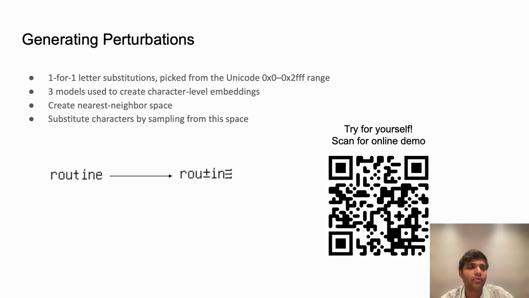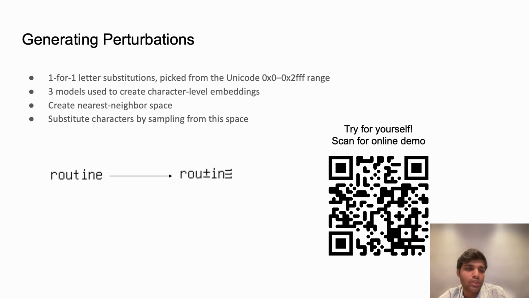So getting to the first step of this, how do we generate perturbations? We essentially do a one-for-one letter substitution, where given a word, the letters in that word can individually be replaced one for one by other letters in this Unicode range, which covers over 100 different scripts and languages. And so the first step is to create character level embeddings of each letter in this entire Unicode range.